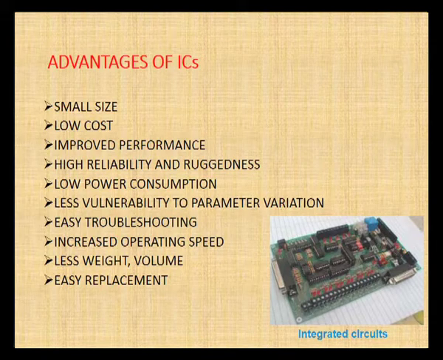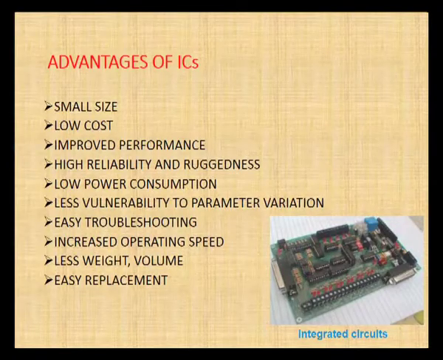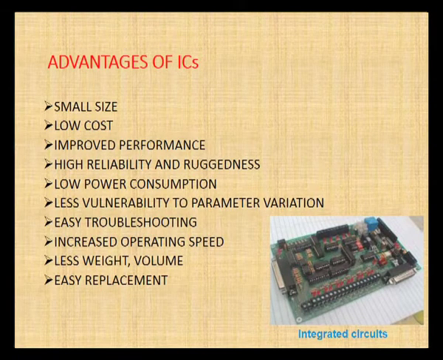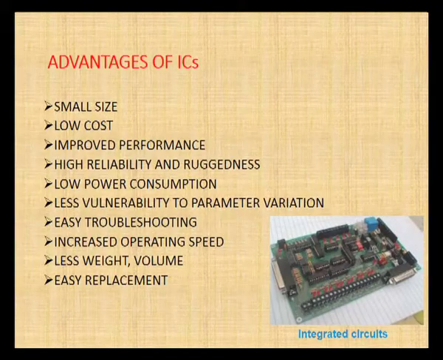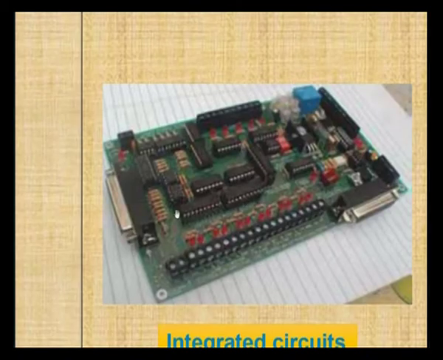The replacement is very easy. If an IC is gone, we can simply remove that IC and fix a new IC. That is the easiest way of replacing an IC. These are the advantages of ICs, and this is how an integrated circuit looks. This is a circuit. These are many ICs, connected internally, and the whole thing forms an integrated circuit on a printed circuit board.